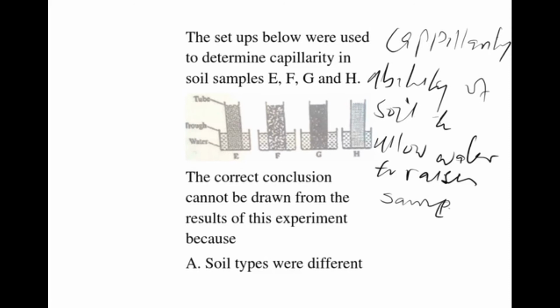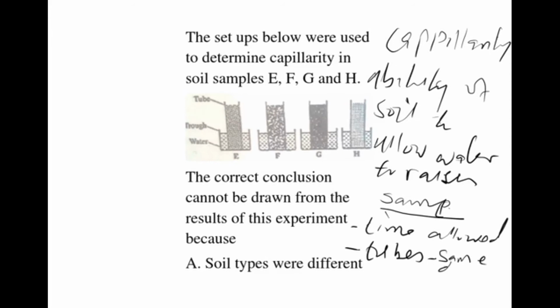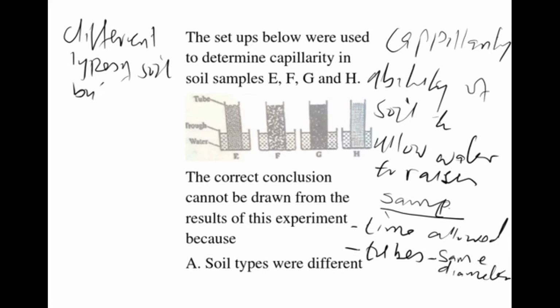Some of the things that need to be the same will include: 1. Time allowed. 2. Tubes should be of the same diameter. There should be different types of soils but of equal amount. Also cotton wool is required.